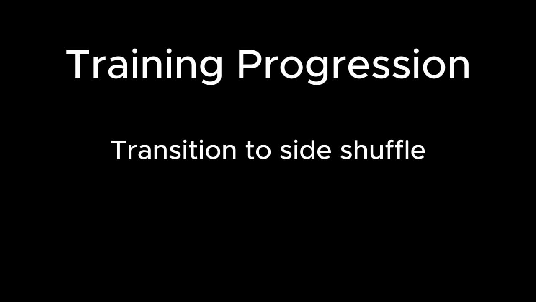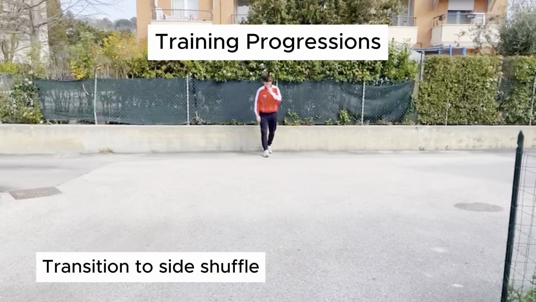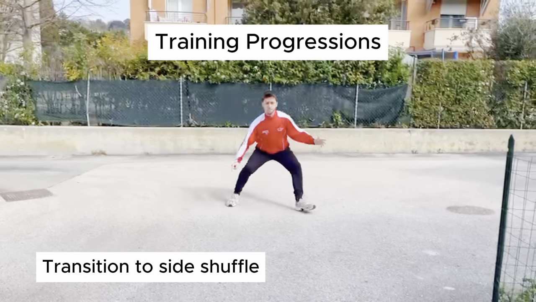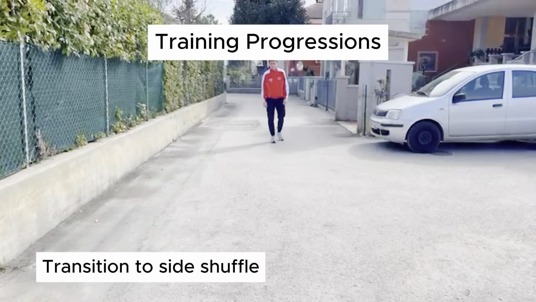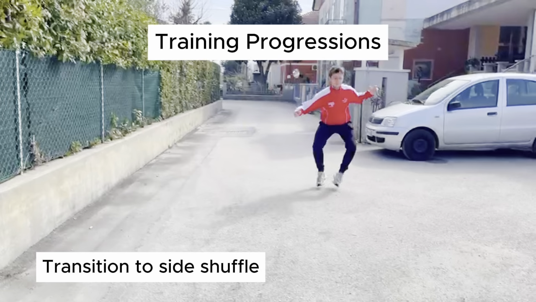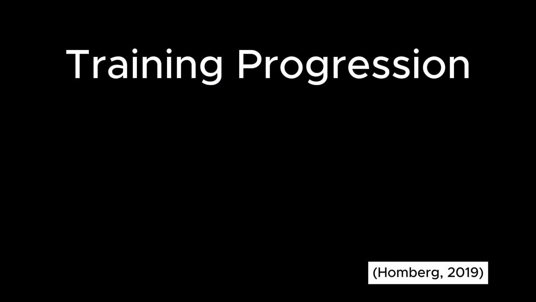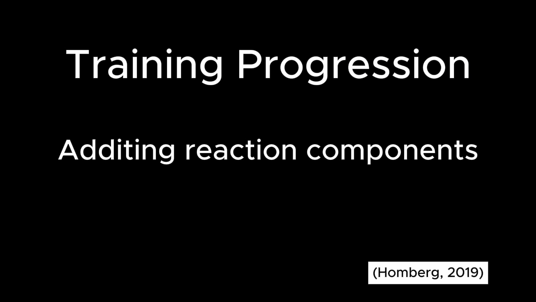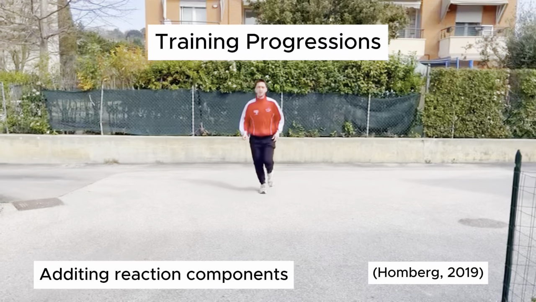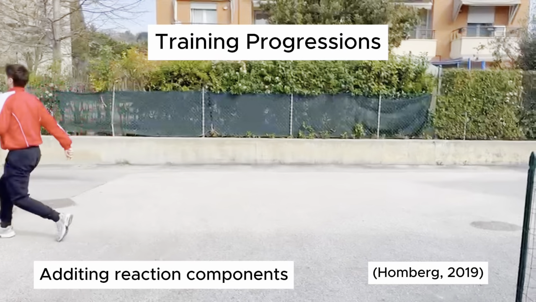Marco is a basketball player, so it would be important for him to also transition to a side shuffle after the cut to get quicker into a defensive position. As suggested by Homberg, for sport athletes where there is an important reaction component, it can be useful to add a stimulus the player has to react to while performing the movement. This can help the players to train the movement in a more chaotic environment, which somewhat resembles actual matches.